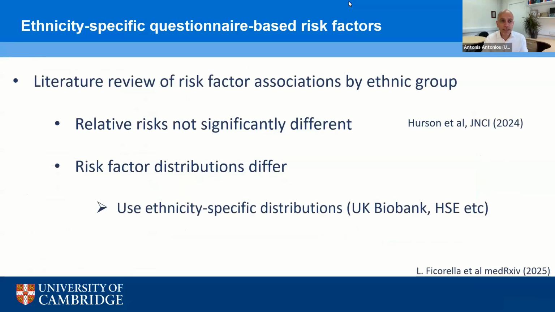And the last component in the customization are the lifestyle and hormonal risk factors. Again, a systematic review that was published last year demonstrated that the relative risks of the different risk factors do not vary significantly across different ethnic groups, but what is different are the distributions of those risk factors, for example, the distribution of parity and the distribution of BMI. So here we use ethnicity-specific distributions that we derive from surveillance data in the UK.